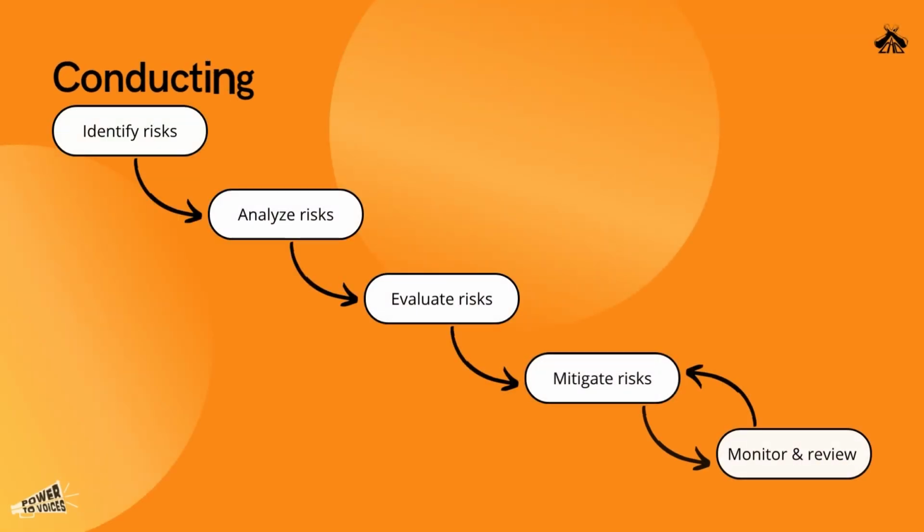Steps to conduct a risk assessment. Conducting a risk assessment doesn't need to be complicated. It is about thinking systematically. Step 1 is to identify the risks. List what could go wrong in your situation. Step 2, analyze them. Ask how likely is this to happen and what would be the impact. Step 3, evaluate and prioritize. Since we can't control everything, we focus on what is both most likely and most damaging.